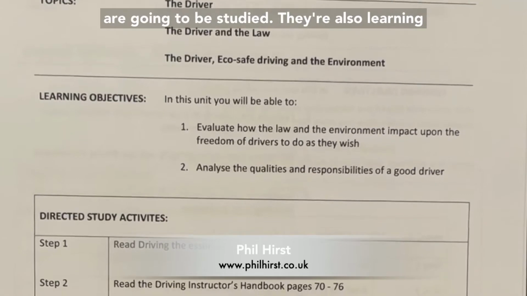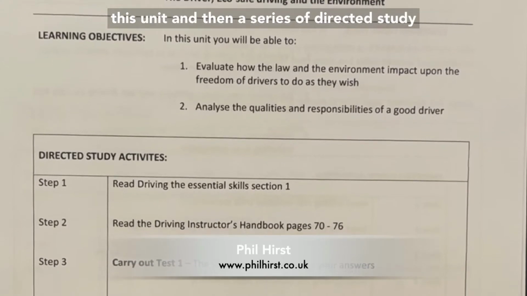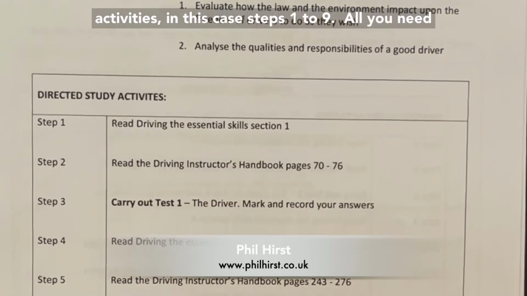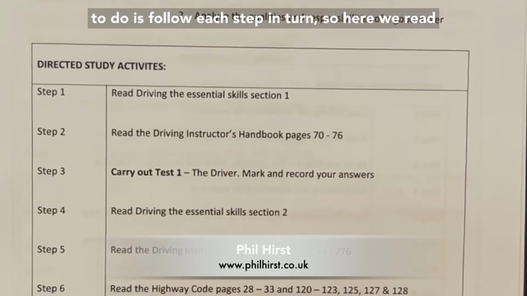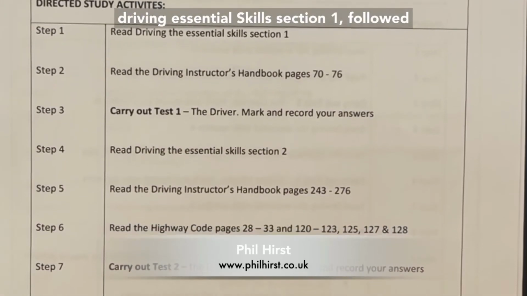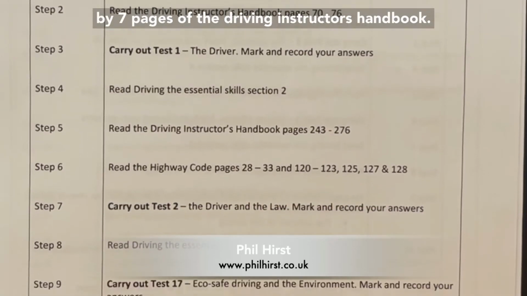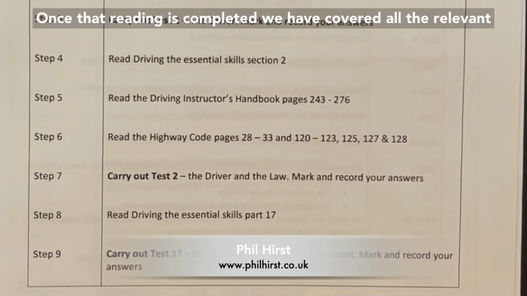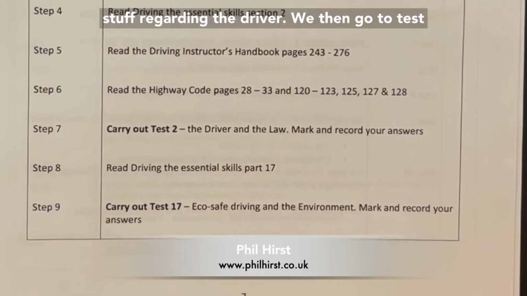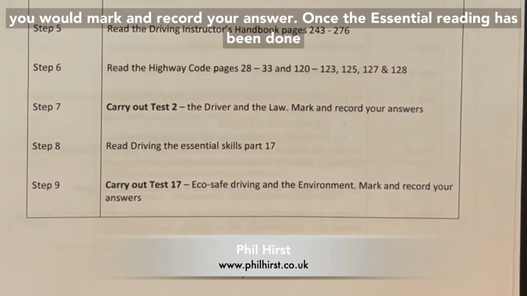There are also learning objectives for the PDI to be able to achieve by the end of this unit. And then a series of directed study activities, in this case steps 1 to 9. All you need to do is follow each step in turn. So here we read Driving Essential Skills Section 1, followed by 7 pages of the Driving Instructor's Handbook. Once that reading is completed, we've covered all the relevant stuff regarding the driver. We then go to test ourselves to test number 1, the driver, and you would mark and record your answers.